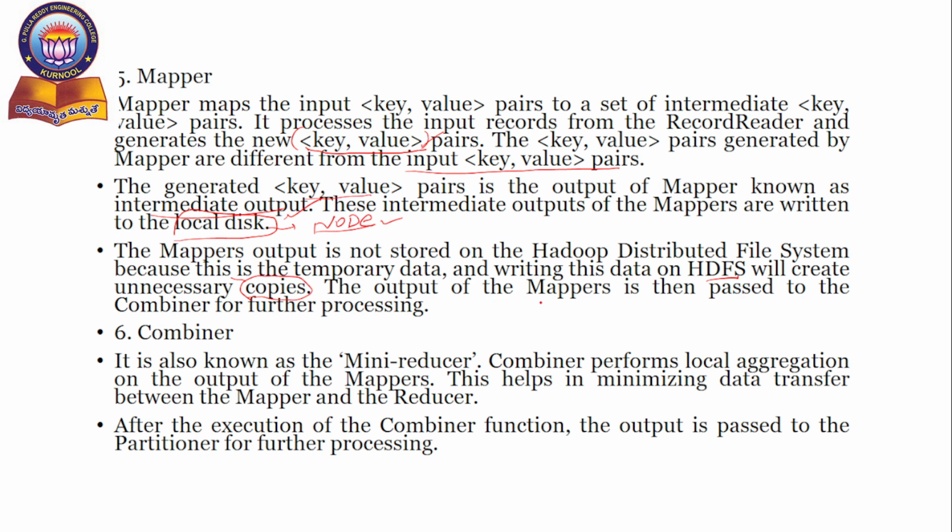The output of the mappers is then passed to the combiner for further processing. The data stored in the local disk will be passed to the combiner. Now we'll see what the combiner does. The combiner is also called a mini reducer. It performs local aggregation on the output of the mappers. This helps in minimizing data transfer between the mapper and the reducer. After the execution of the combiner function, the output is passed to the partitioner for further processing.